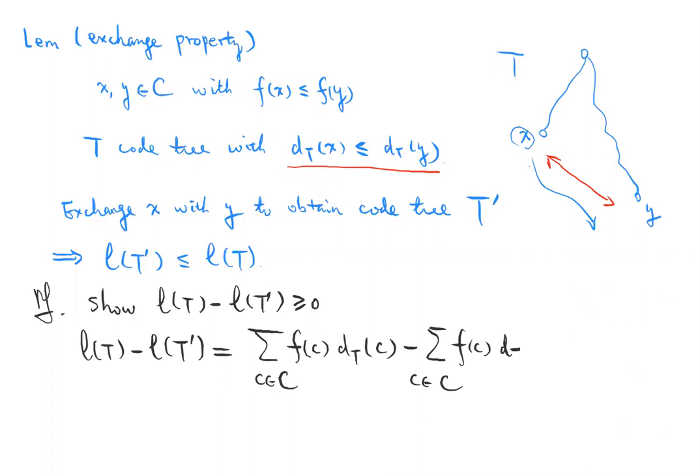So here, the distance in the new tree, T prime. All right. So for all other nodes, distance and frequency are the same except x and y. So the only difference is this term. Only these two terms are different: dTx and dTy. These two are different. All others are the same.